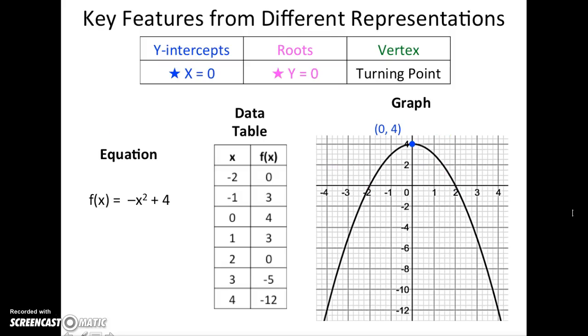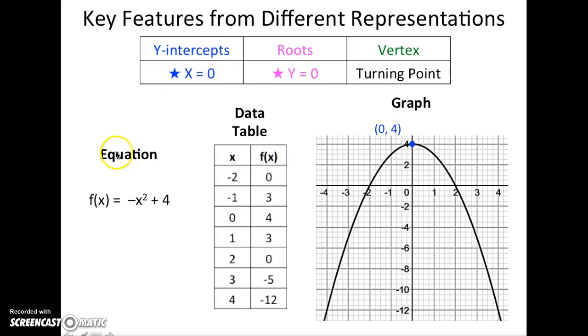All right, now that we looked at some key features from the graph, we're going to look at key features from other representations, namely the equation and the data table. And we're going to start with the y-intercepts. This is the same graph we saw before, so we know the y-intercept is at (0, 4). So how can we apply the information?